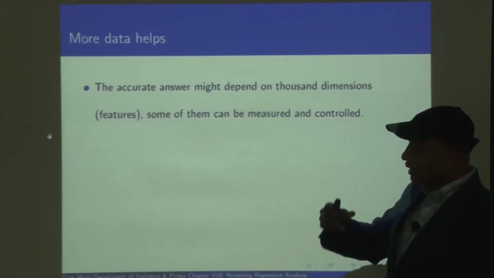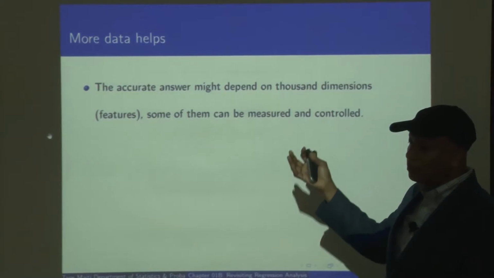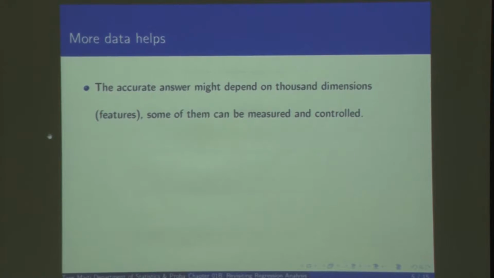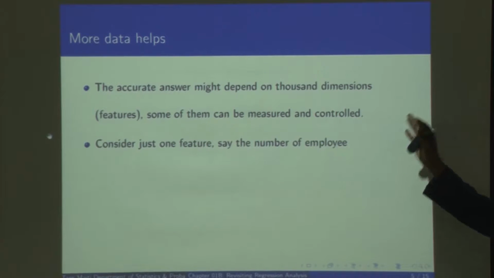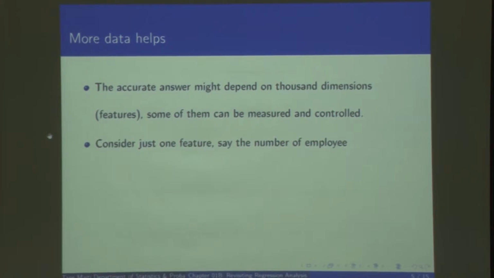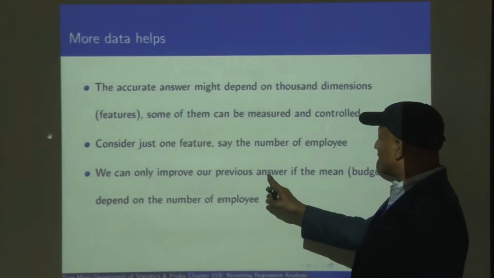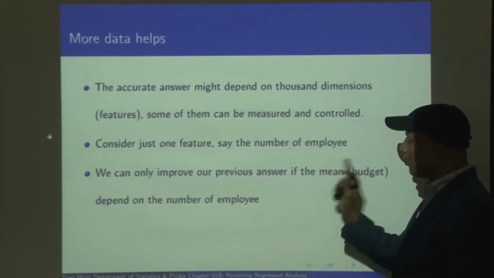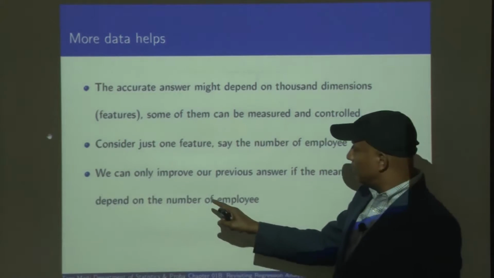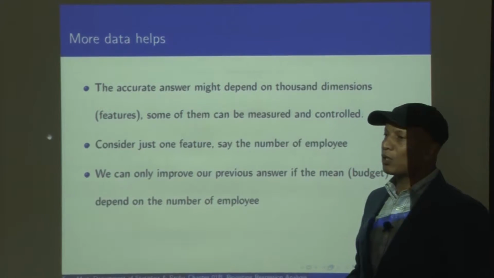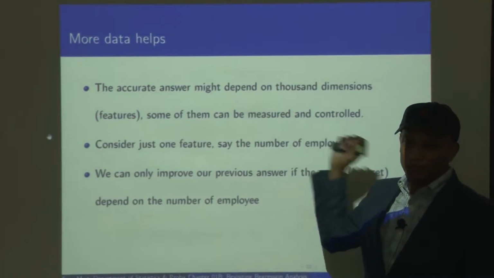Oftentimes, in different contexts, these are called predictor variables, sometimes auxiliary variables, sometimes feature variables, whatever way you say. So, consider just one out of the numerous, just one. Say, for example, the number of employees. We can improve our previous answer, noting that this holds only if the total budget depends on the number of employees. In case the number of employees doesn't matter, then it's really not going to help you.